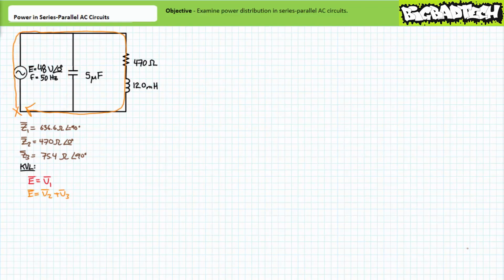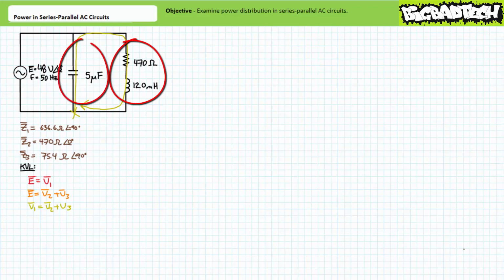A Kirchhoff's voltage law analysis of the second loop suggests that E equals V2 plus V3. Finally, a Kirchhoff's voltage law analysis of this third loop suggests V1 equals V2 plus V3. These analyses imply that Z2 and Z3 are in series with one another. Additionally, this analysis implies Z1 is in parallel with the series combination of Z2 and Z3.